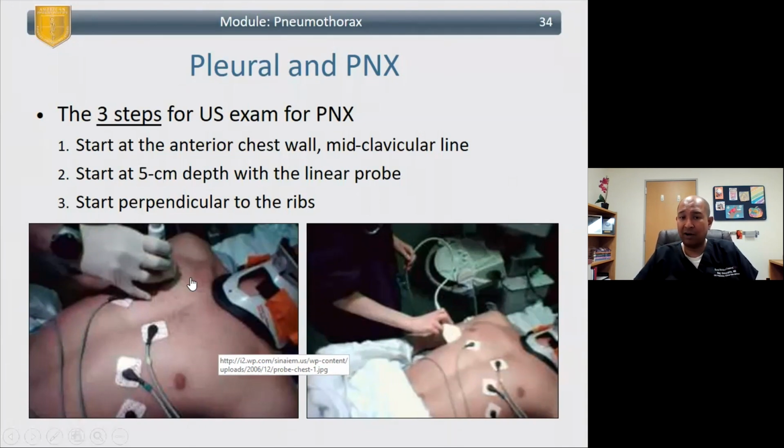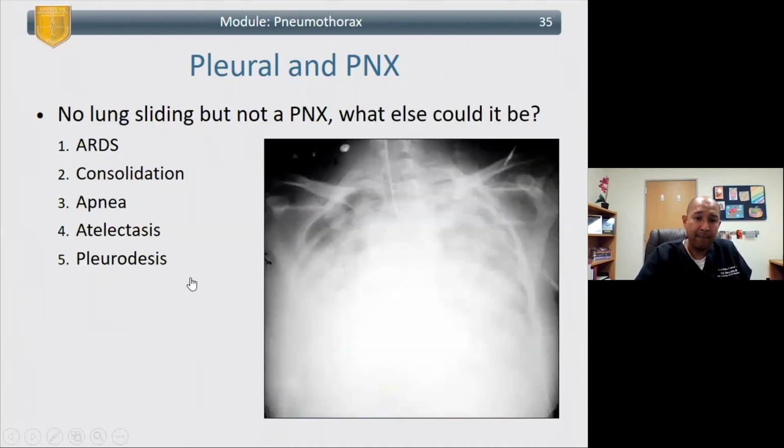And of course, it's not wrong to start deep, then go shallow, you know what I mean, to really try to find that pleura, okay? And some people can go parallel with the ribs, some people go perpendicular. There's not a right or wrong answer for that.